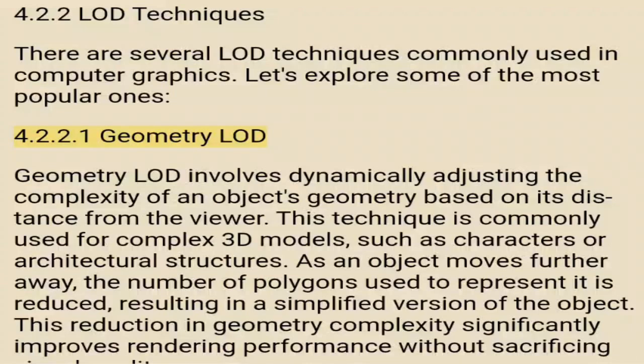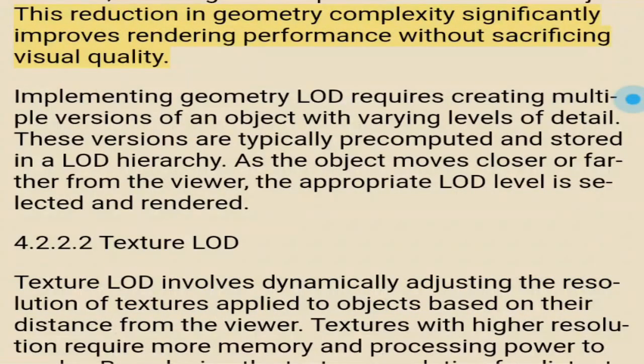4.2.2.1 Geometry LOD. Geometry LOD involves dynamically adjusting the complexity of an object's geometry based on its distance from the viewer. This technique is commonly used for complex 3D models, such as characters or architectural structures. As an object moves further away, the number of polygons used to represent it is reduced, resulting in a simplified version of the object. This reduction in geometry complexity significantly improves rendering performance without sacrificing visual quality.